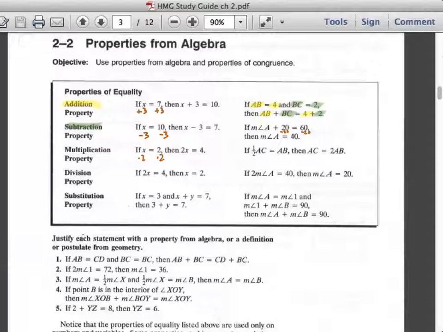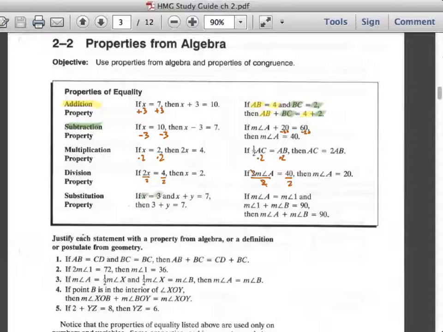Can do the same thing with multiplication. If x equals 2, multiply both sides by 2, you get 2x equals 4. Or if you have 1/2 of AC equals AB, if you multiply both sides by 2, the 1/2 times 2, those will cancel out. You're left with just AC, and then you have 2 times AB over here. We'll see something like that later on in this chapter. But that's the multiplication property, that you can multiply both sides of an equation by the same thing, and that's okay. And the division property, which is the same idea. What allows you to be able to do that is division.